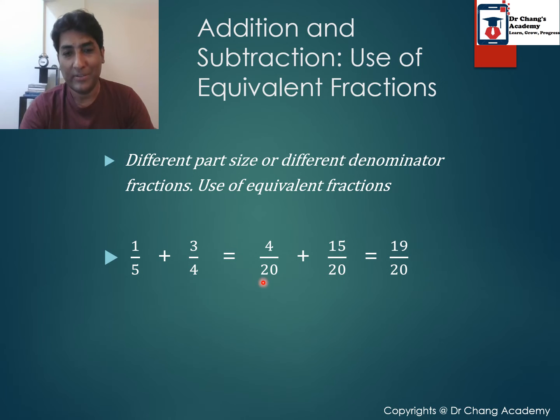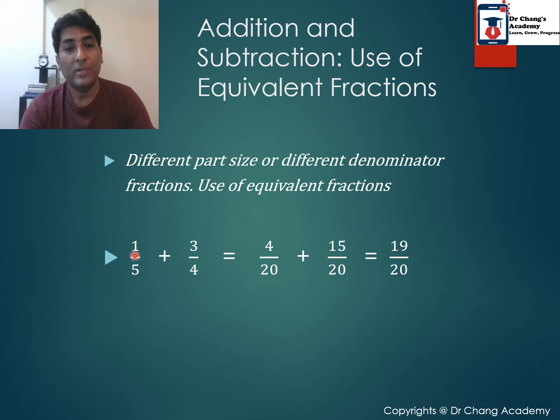Now in these cases, the part size is the same, so we can just add 4 plus 15, it's 19/20. 19/20 is the answer. But here you need to understand how we came up with this 20, the same denominator. The easy way is to just multiply these two denominators. 4 times 5 is 20, and so it becomes the common denominator.